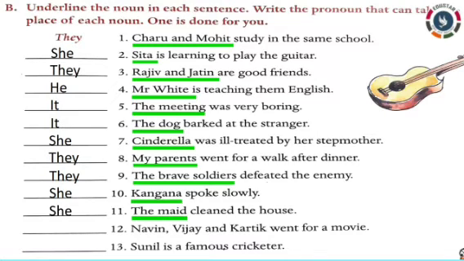12th sentence. Navin, Vijay and Karthik went for a movie. Here the subject is Naveen, Vijay and Karthik. They are in the plural form and you are not there. So we will use the subject pronoun they.